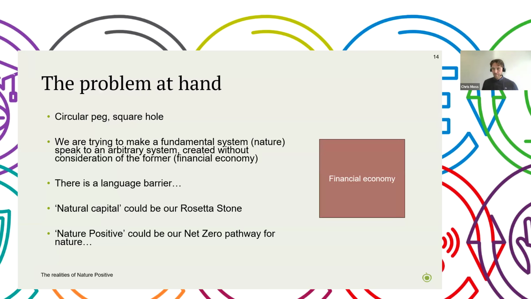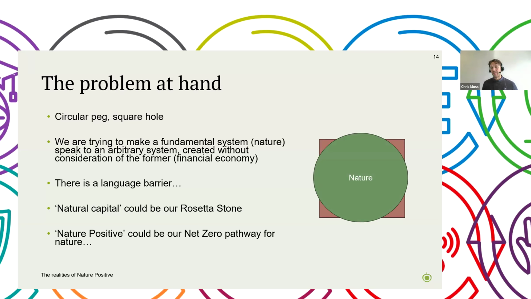Next slide, please. So the problem is that we're trying to make a circular peg fit a square hole. The circular peg is our natural capital, or our nature, and the square hole is our financial economy. If we click again, we can see that it doesn't fit. We're trying to make a fundamental system, nature, speak to an arbitrary system that's been created without any consideration of the former, the financial economy.